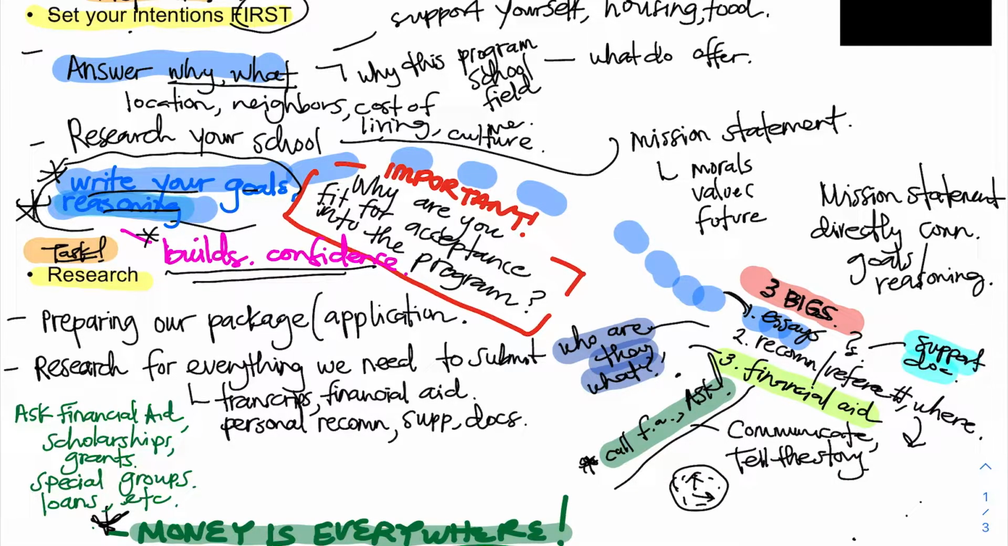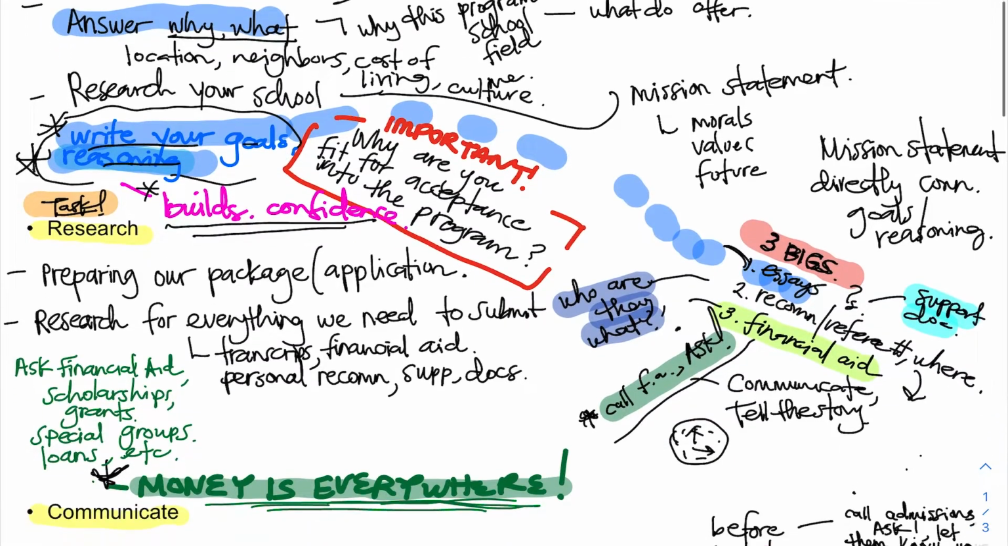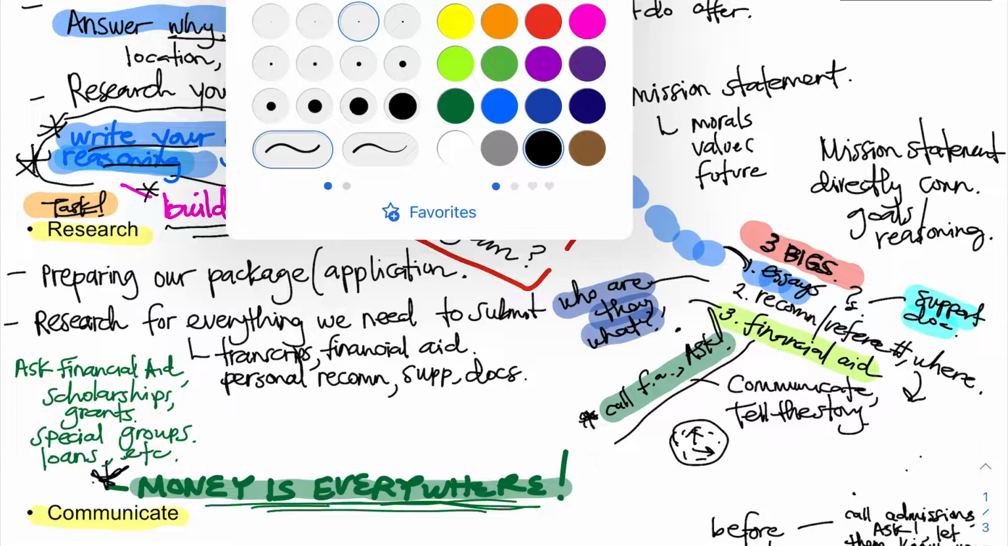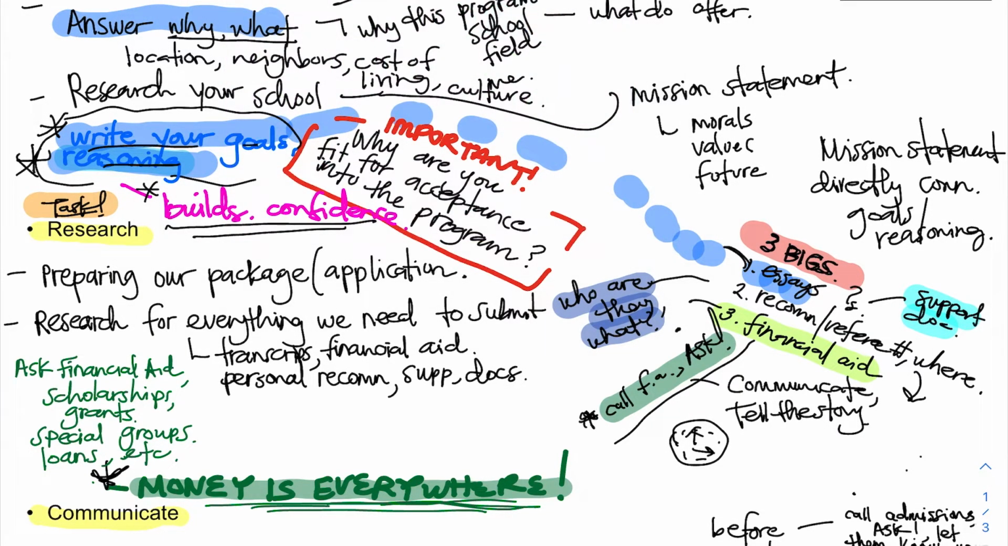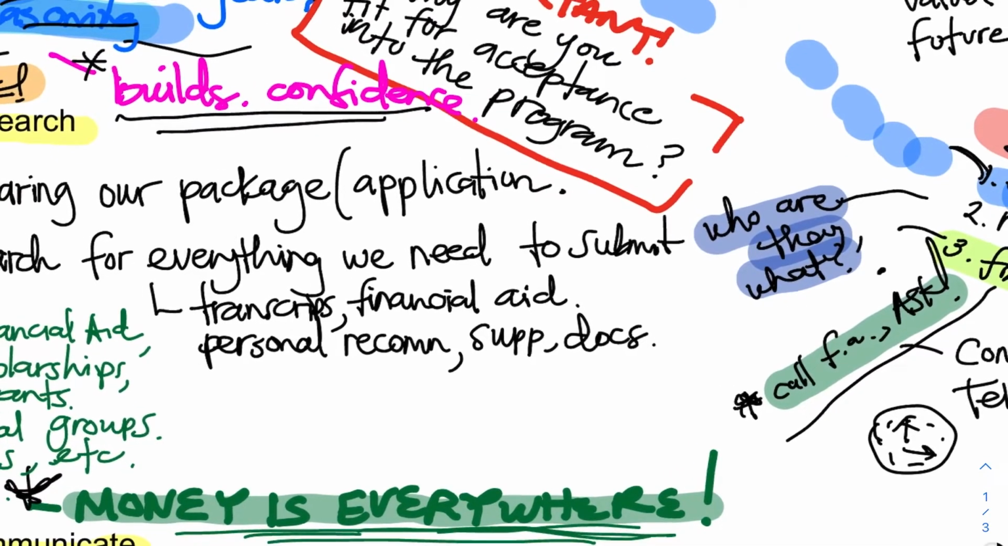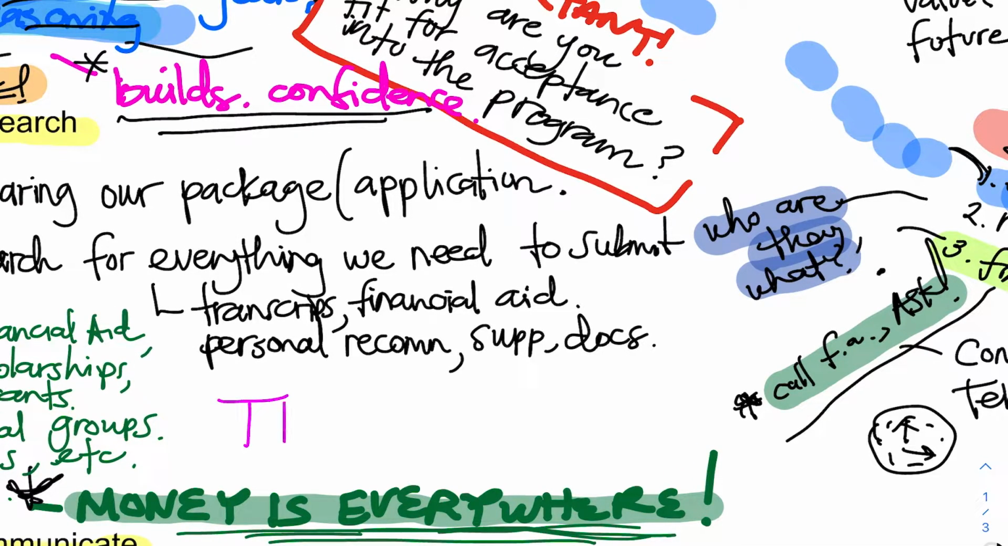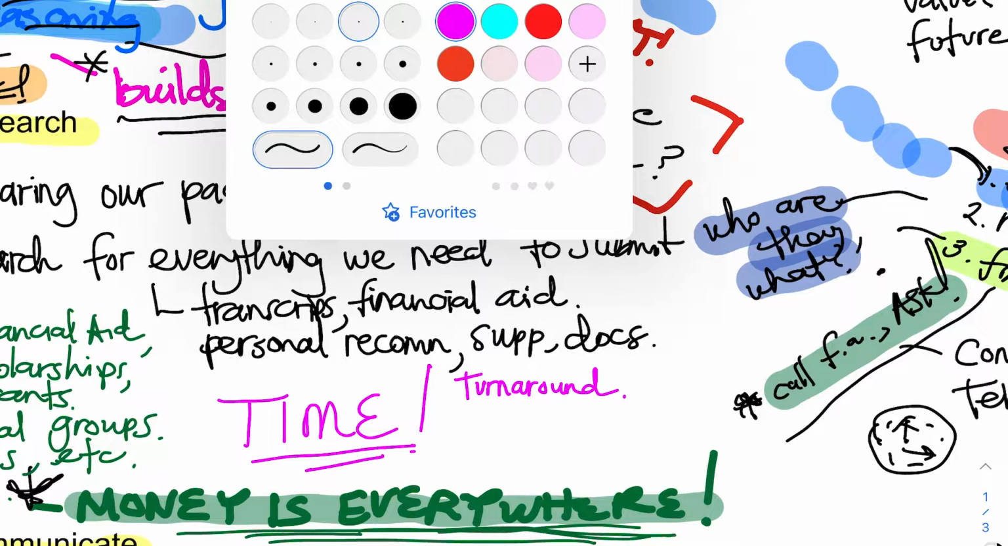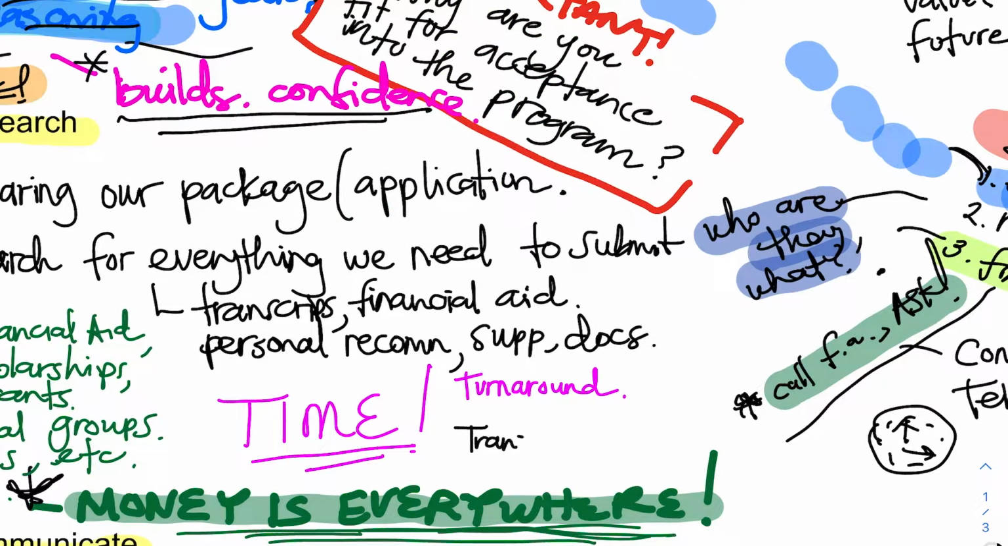One of the big parts about this whole research piece, I'm going to put it in a bold color. Put it in this color. Important piece of this is time. Do this with time in mind. You need to give yourself a great turnaround. Think about it like this. Transcripts alone can take about 2 weeks. Supporting documents, depending on where they're coming from, can take 3 weeks to 1 month. With these kind of turnarounds, you want to give yourself enough time to get all this done.